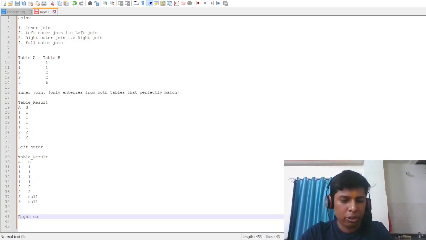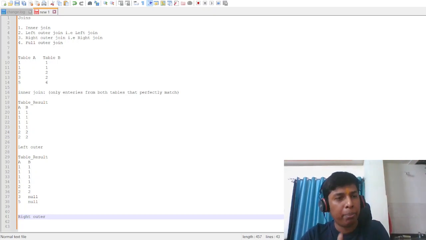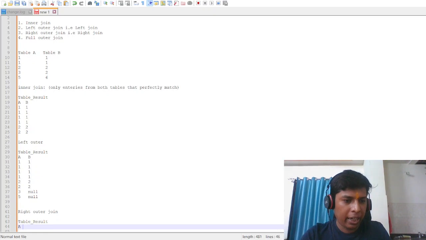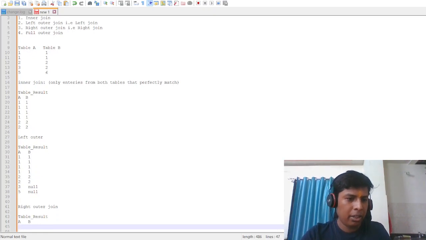Now comes right outer join. All the matching entries plus the entries which are present in table B but not present in table A. Just the opposite of left. So now let us quickly write table_result A B, but now we will see from right to left, to avoid any confusion.